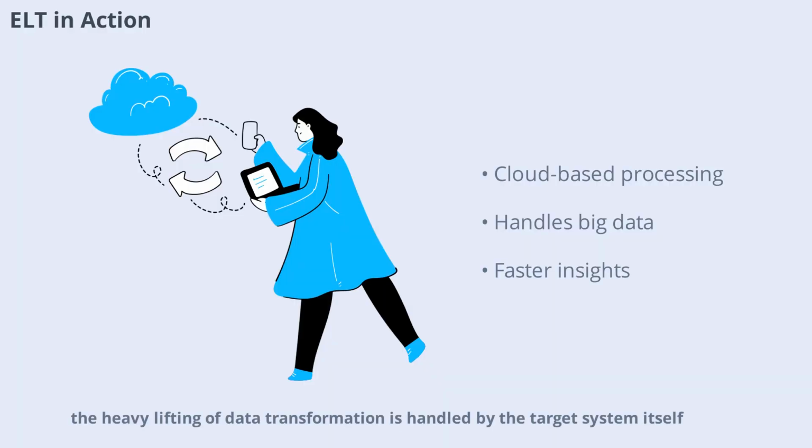In ELT, the heavy lifting of data transformation is handled by the target system itself. After extraction, raw data is quickly loaded into a powerful data warehouse, where complex transformations and aggregations are performed. This approach leverages the scalability of cloud platforms, making it ideal for organizations dealing with massive datasets. ELT also supports parallel processing, which speeds up data preparation and enables faster insight.